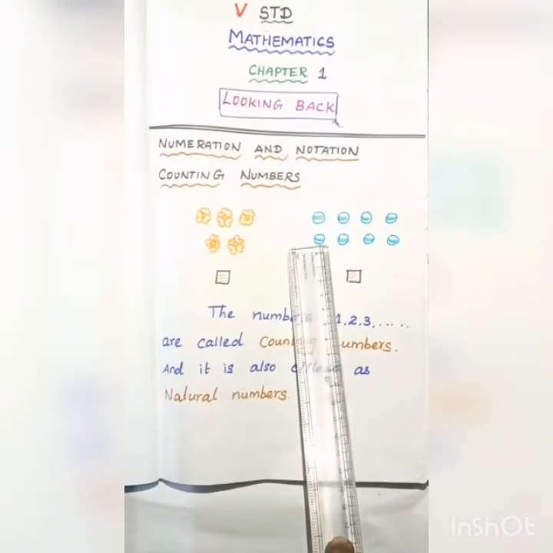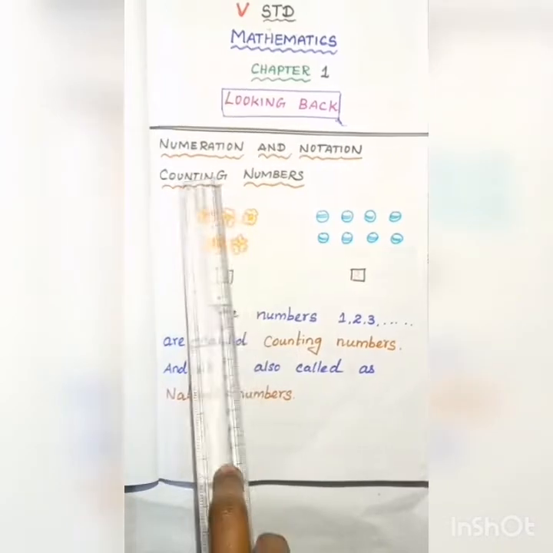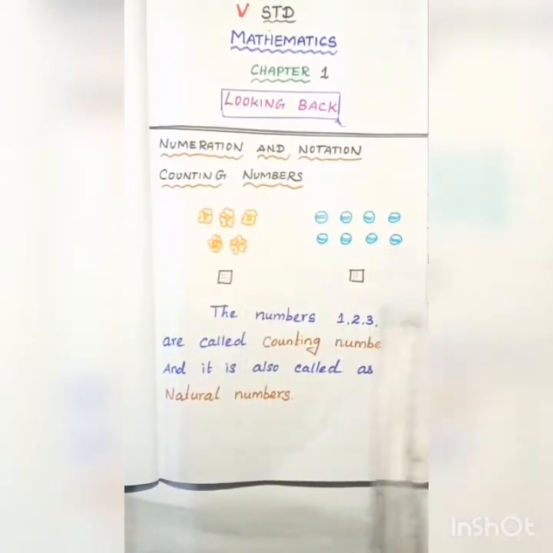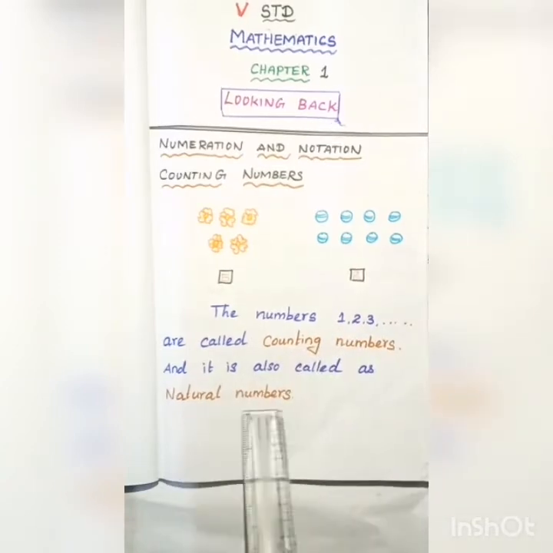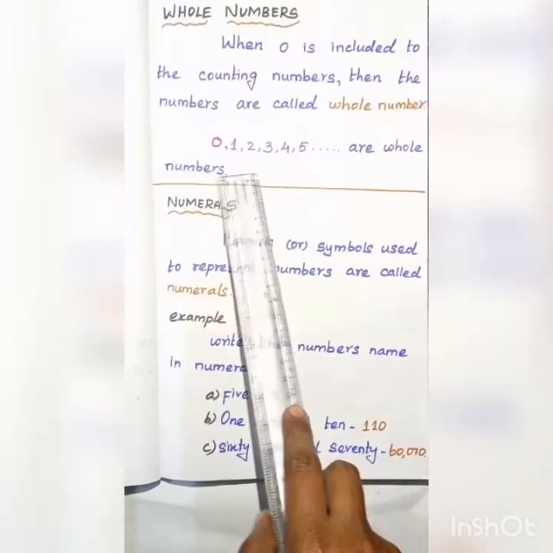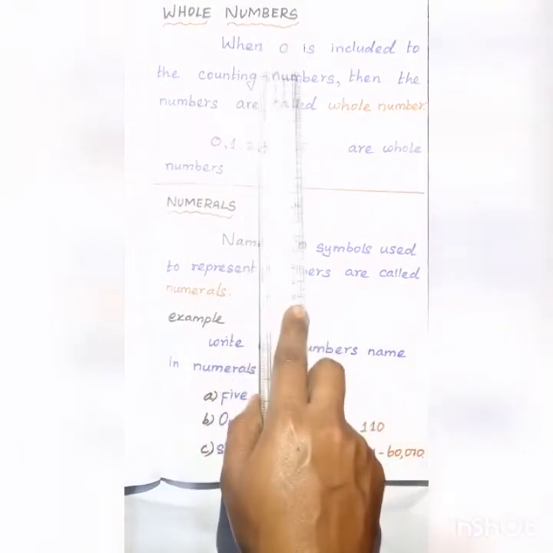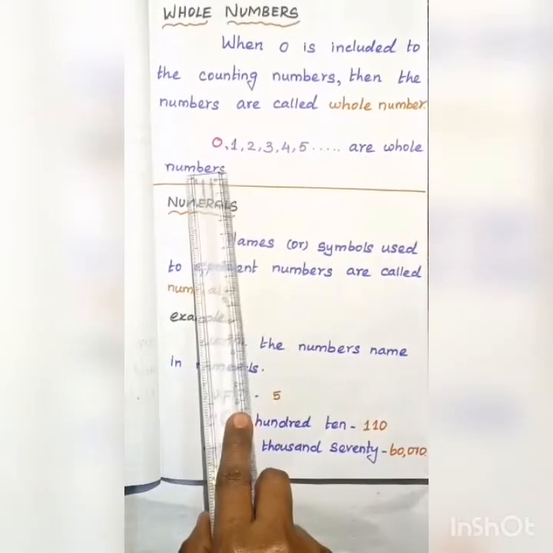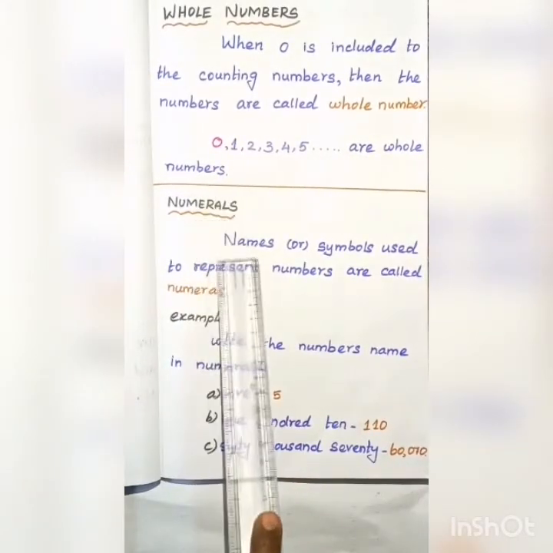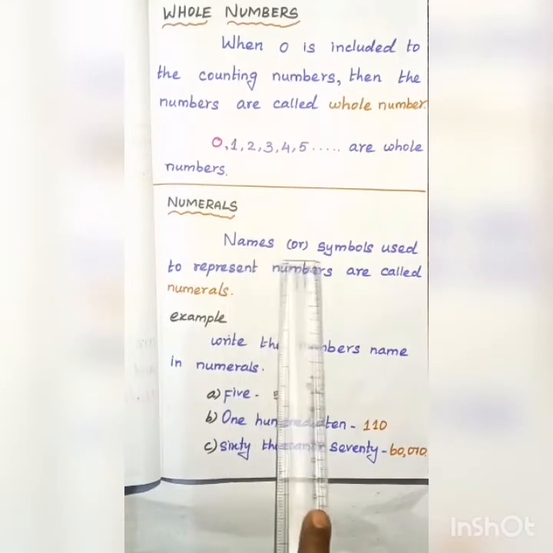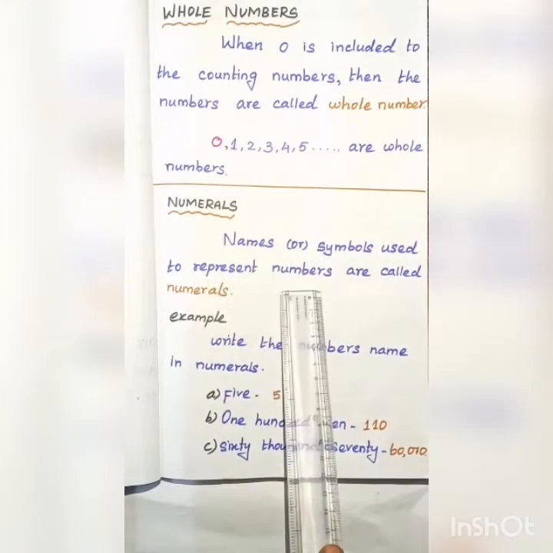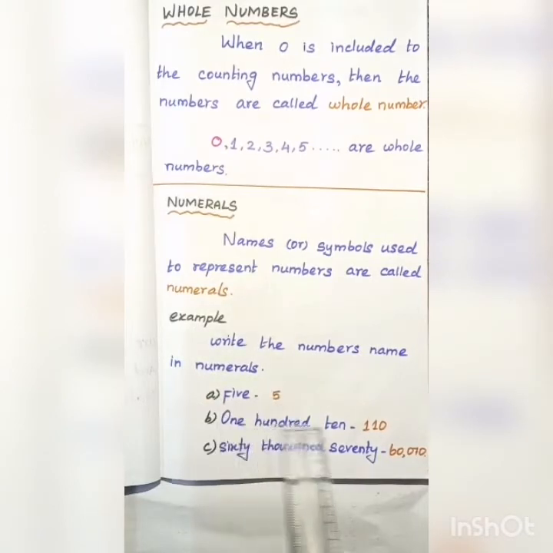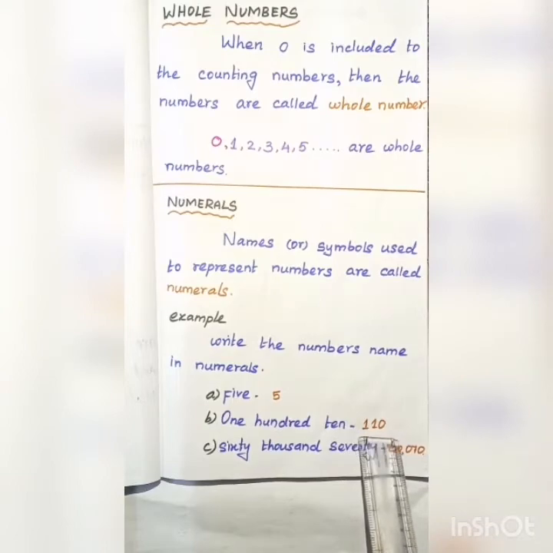Let us recall what we have seen in our previous class. Counting numbers start with 1, 2, 3 and go on. Counting numbers are otherwise known as natural numbers. Next, whole numbers. When we include 0 in the counting numbers, they are called whole numbers. Next, numerals. Numerals are the names or symbols used to represent numbers. Here you have 5 means 5, 110 gives 110.